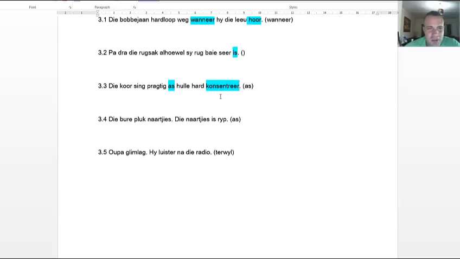Die bure pluk nartjies. Die nartjies is ryp. The neighbors are picking naartjies. The naartjies are ripe. As, which means if. So they pick the naartjies if they are ripe, or when they are ripe. When you put as in there, then it can't be close to it. It's got to be as far away as it can possibly be.